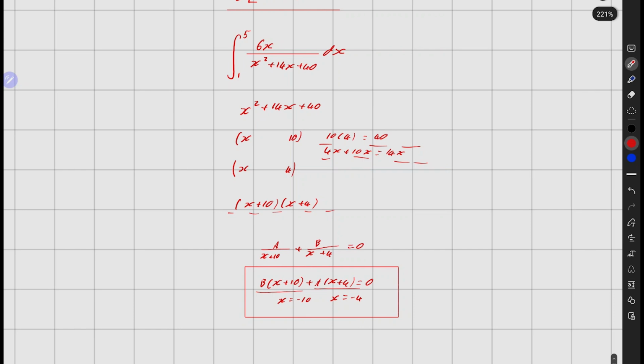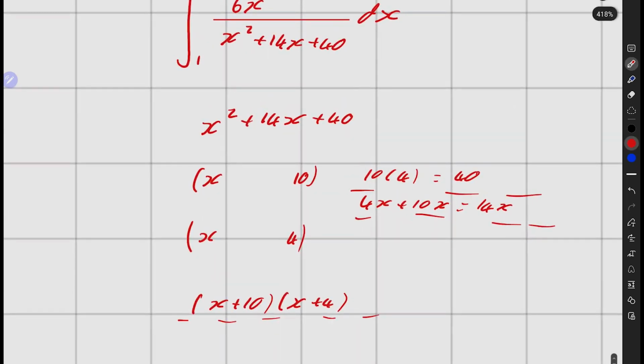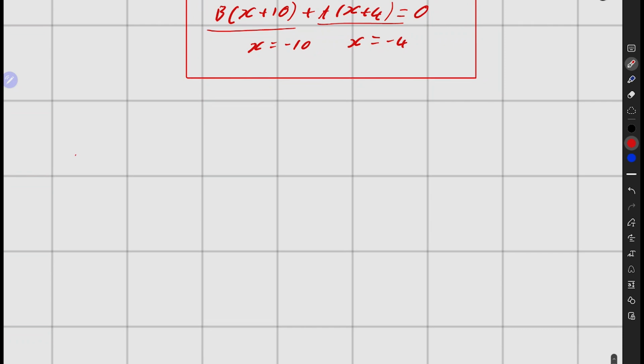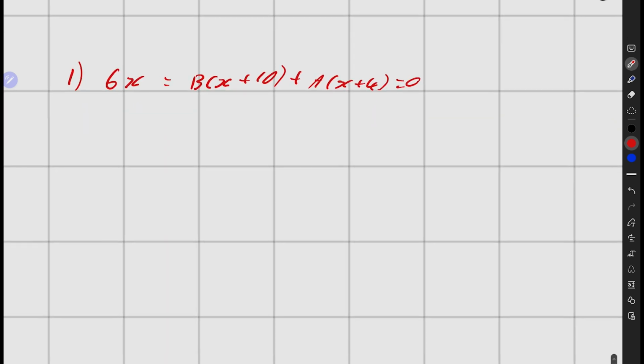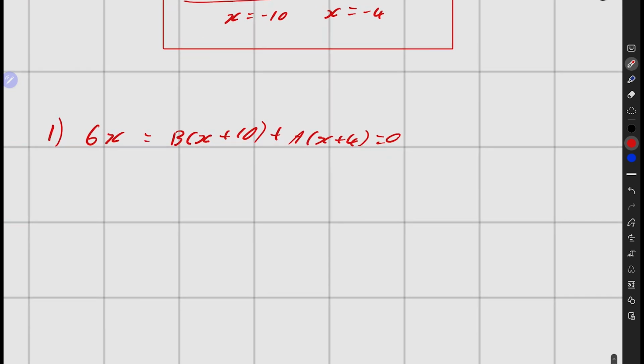And again, we can see the numerator 6x. So we're going to have two equations. We're solving with both x values that we've solved. 6x equals b times x plus 10 plus a times x plus 4 equals 0. And so we're going to do this twice with both x values. So for x equal to minus 10, 6 times minus 10, substitute x in, equals b times minus 10 plus 10 plus a times minus 10 plus 4.